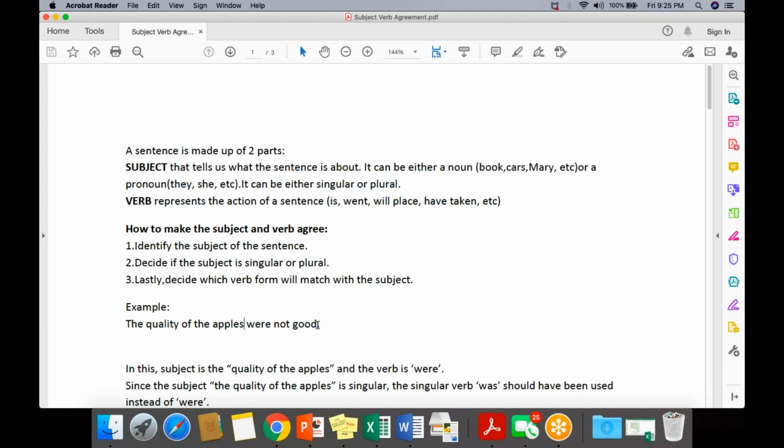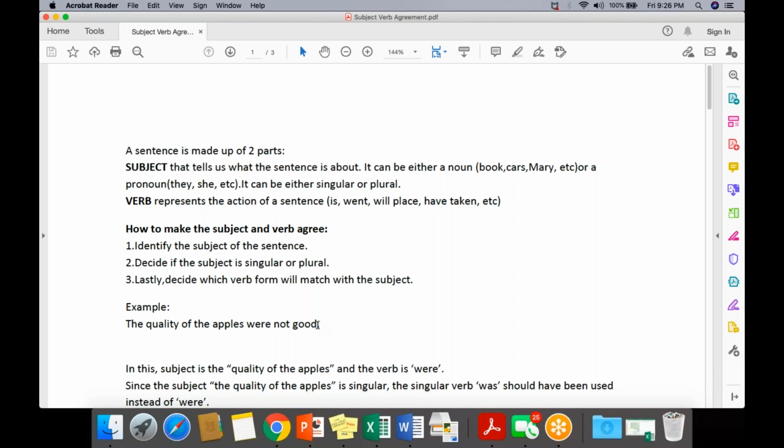Was, correct? Vani, because apples is not your subject. If the sentence was "apples was/were not good," I would go for were, because then apples was my subject. Currently, apples is not my subject. My subject is quality of apples. And the moment I say quality of apples, my subject is singular.